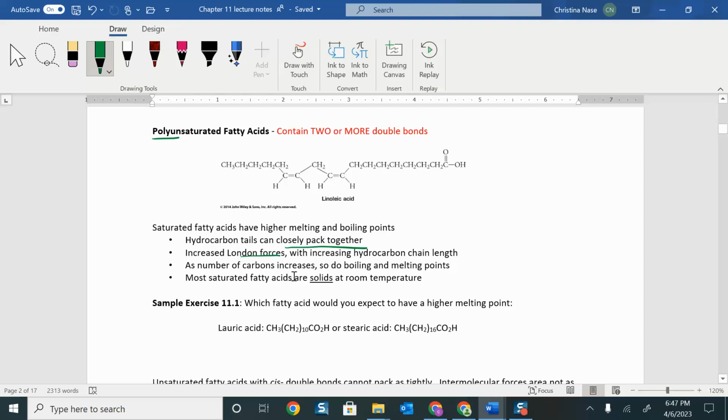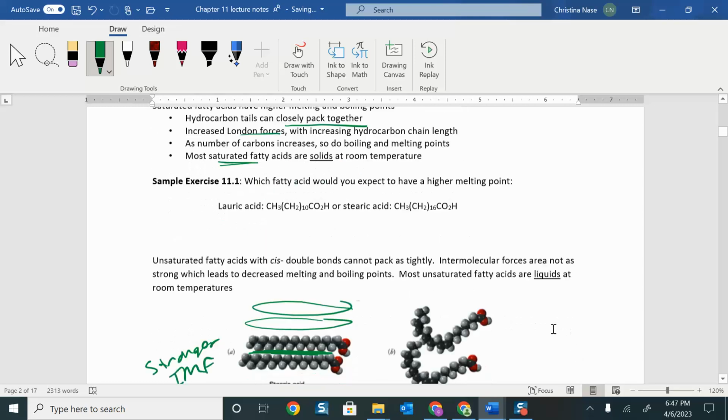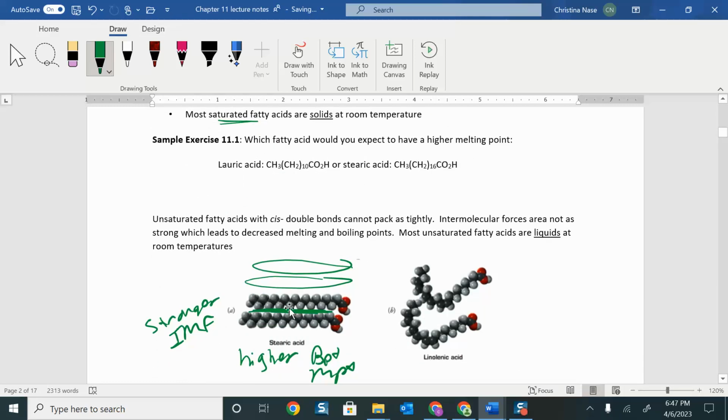As the number of carbons increases, so does the boiling point and the melting point. Most saturated fatty acids, the ones that don't have any double bonds, pack really tightly together. Because they have higher melting points, they tend to be solids at room temperature.